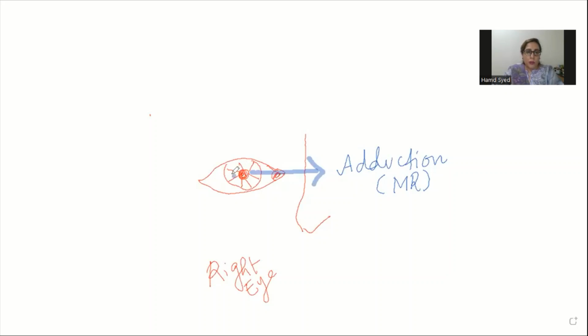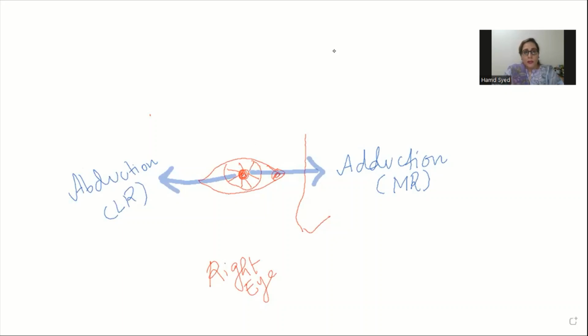And the opposite movement of the eyeball, that is moving the pupil laterally, is performed by the lateral rectus, and the movement is known as abduction. So abduction is performed by LR, that is the lateral rectus muscle. These are the movements occurring in the vertical axis.